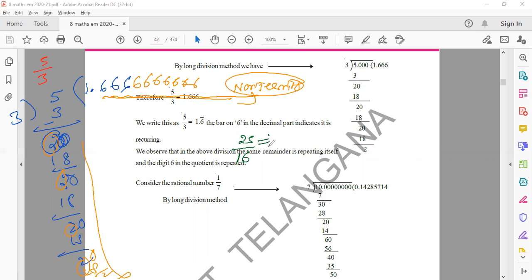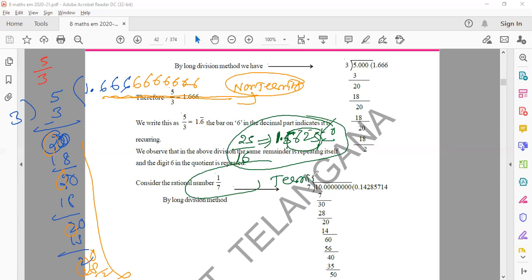25 by 16, what answer did you get? 1.5625. Okay, no problem. It means we stopped over here. When you did 1.5625 here, you got remainder 0, so we stop the process. Such a type of thing is called terminating.